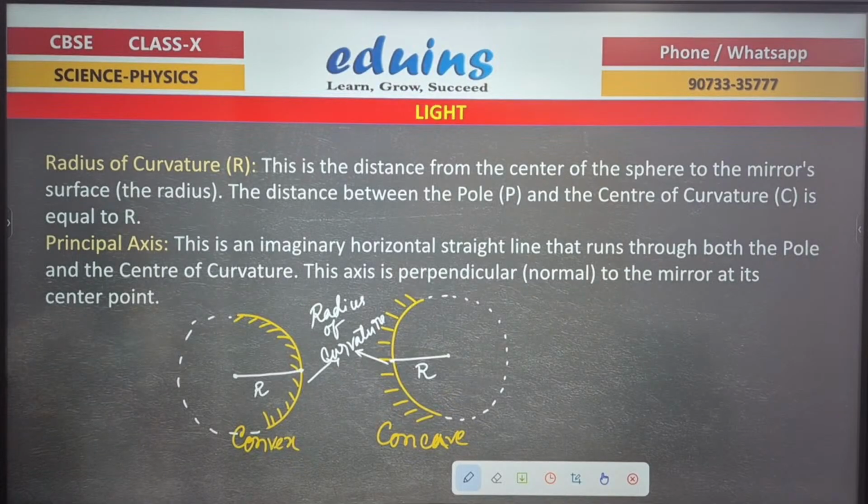So now the principal axis. So what is principal axis of a spherical mirror? This is an imaginary horizontal straight line that runs through both the pole and center of curvature.